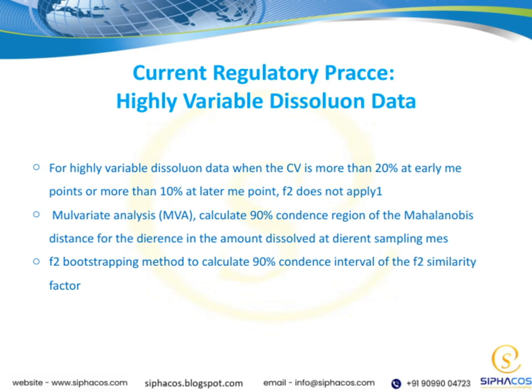This technique allows us to estimate a 90% confidence interval around the F2 value, giving us a more robust measure of similarity despite variability. This approach aligns with current regulatory practices, ensuring that even with high variability, our comparisons remain scientifically sound and compliant. It's a crucial part of accurately evaluating dissolution profiles when variability challenges the traditional methods.